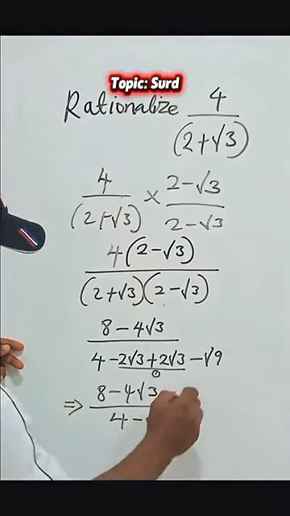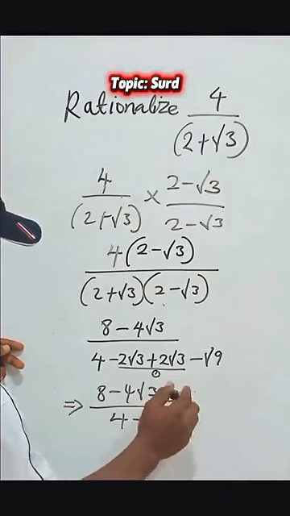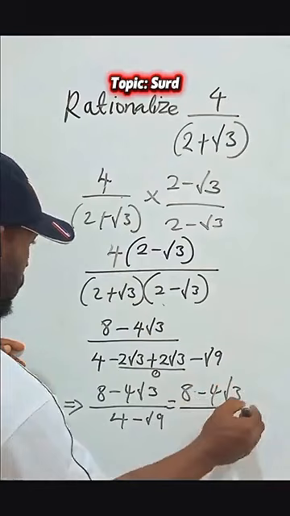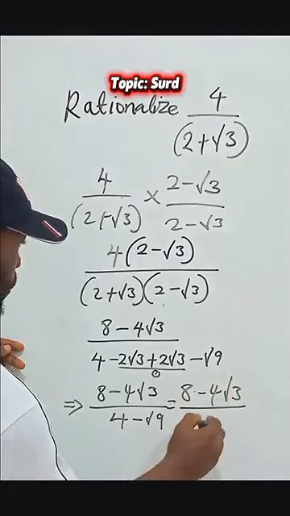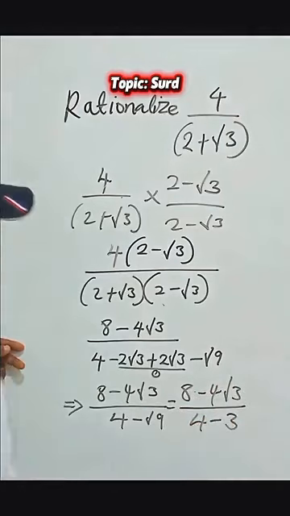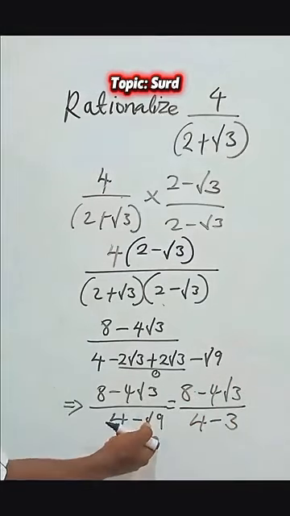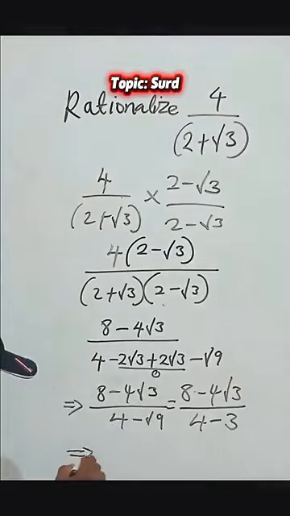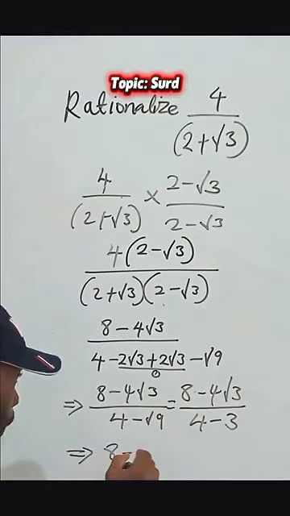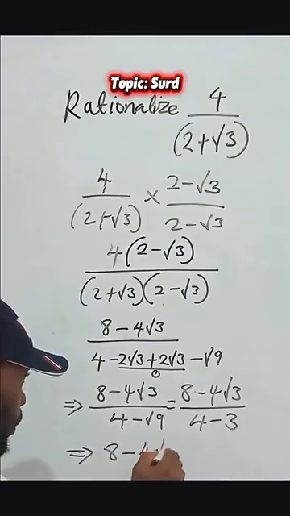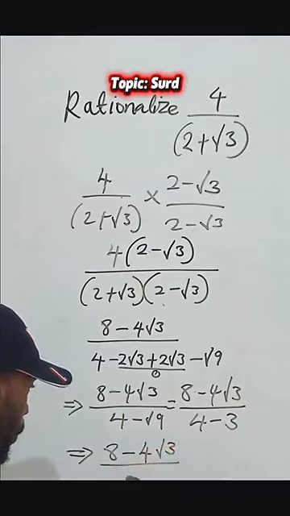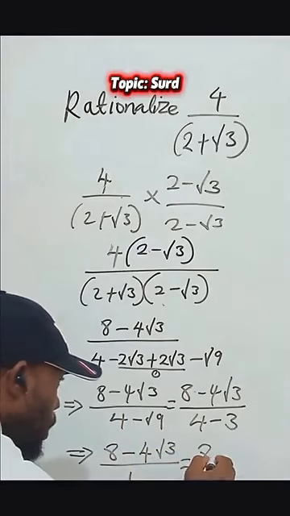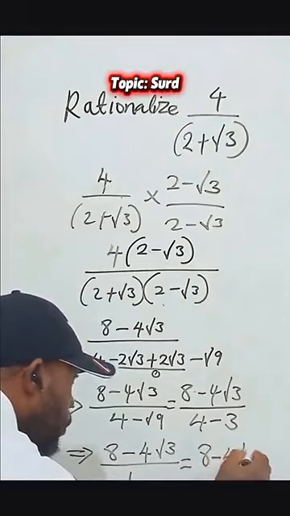This is the same thing as 8 minus 4 root 3 all over 4 minus 3. Square root of 9 is 3. This can be expressed as 8 minus 4 root 3 all over 1. 4 minus 3 is 1, which is the same thing as 8 minus 4 root 3.